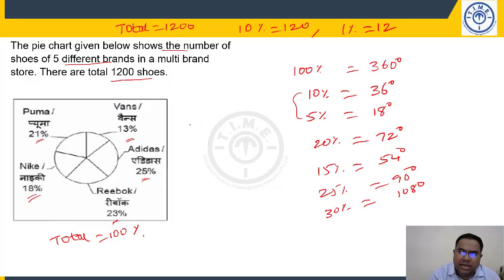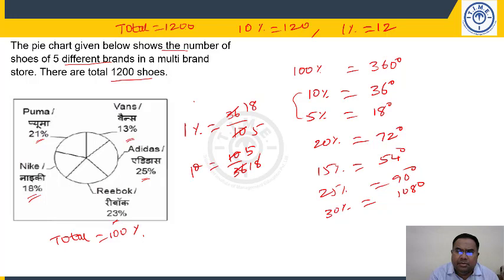Now 10% is 36 degrees. 1% will be how much? 36 by 10. You have to multiply by 18 by 5. Similarly, 1 degree is equal to 10 by 36, that is 5 by 18. That means, percentage you want to convert into degrees, multiply by 18 by 5. Degree you want to convert into percentage, multiply by 5 by 18.